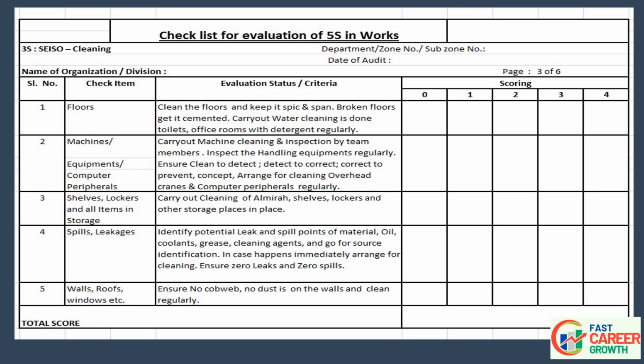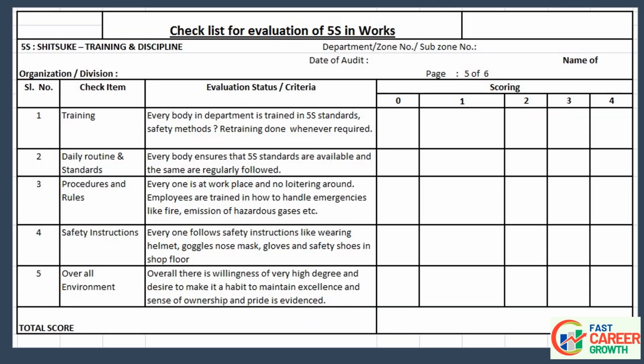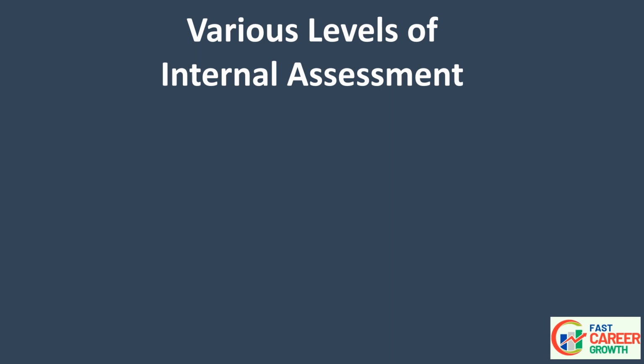This is a 5S audit checklist sample for 4S. Here as an assessor, you have to do the evaluation of the establishment and adherence to standardized work practices. This is a 5S audit checklist sample for 5S, or the last S of the 5S concept. Here as an assessor, you have to do the assessment of the organization's ability to sustain and continually improve 5S practices. Next, 3 internal levels of assessment.